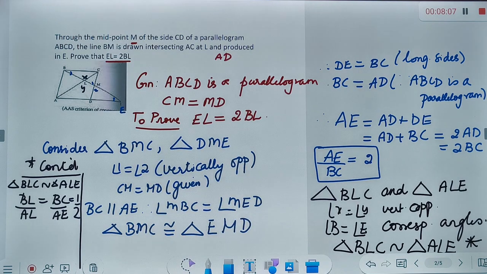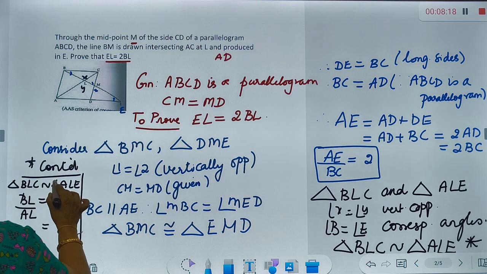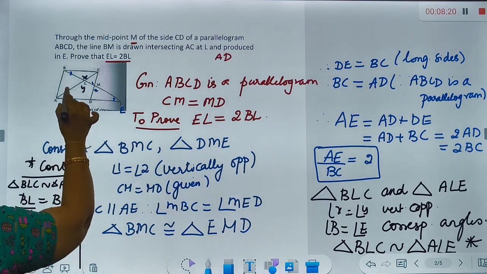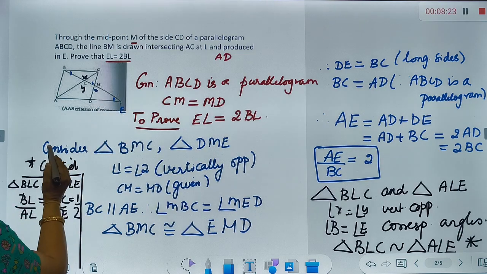Okay. Now what is EL? CL, this is also equal to, see when I have written the similarity, have we written correctly? We have to check. Angle B, is it equal to angle A? Angle B is equal to angle E. Sorry.